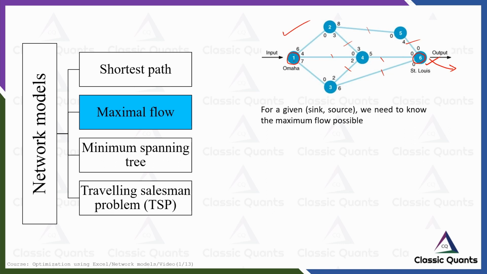And here these numbers, in the case of the shortest path problem, were the cost figures, and this time these are not costs, this time this is the capacity of each arc.